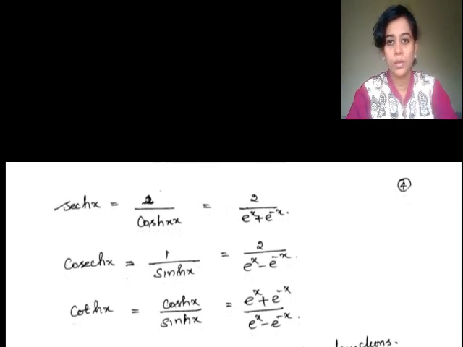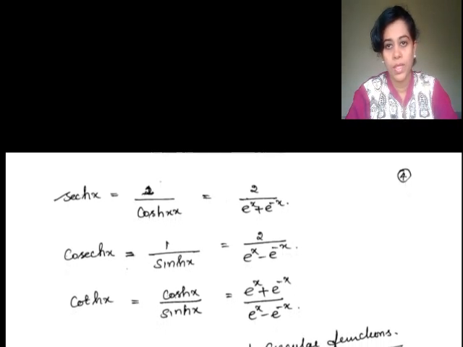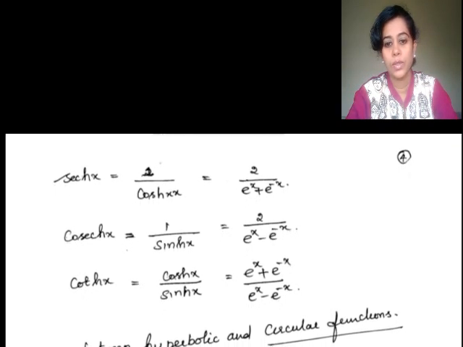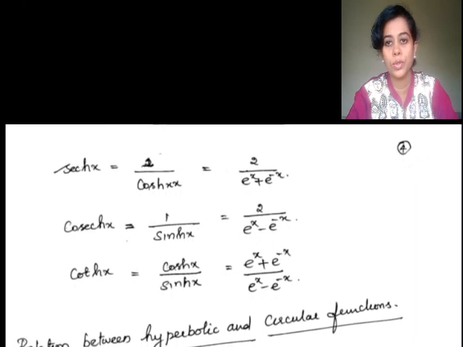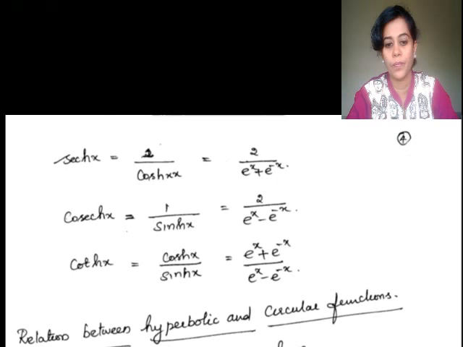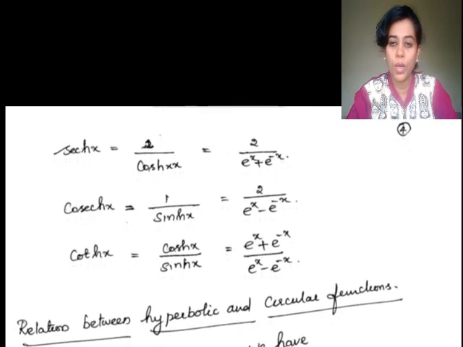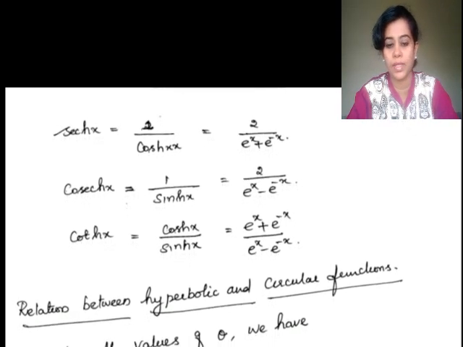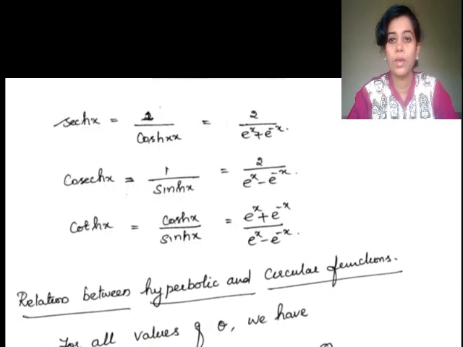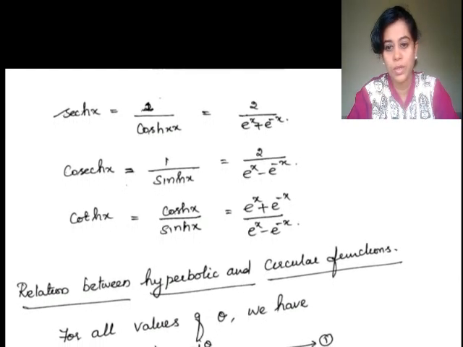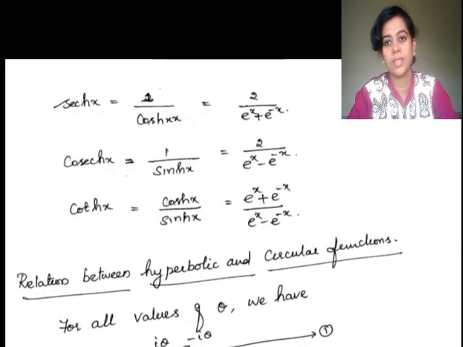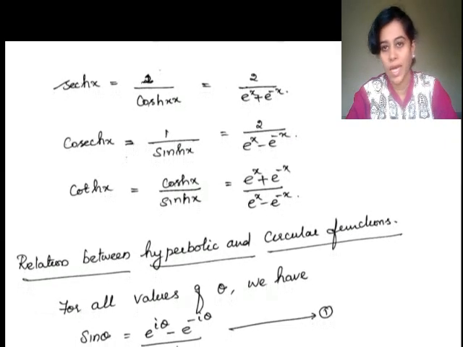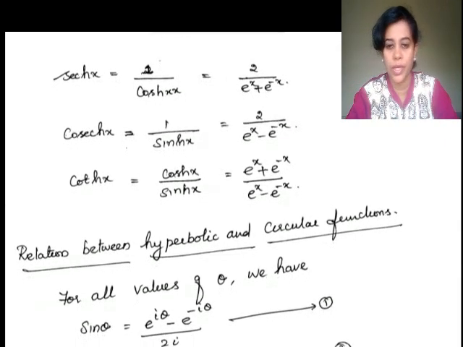Sech x is the reciprocal of cosh x, that is 1/cosh x, which is 2/(e^x + e^(-x)). And cosech x is the reciprocal of sinh x, which is 2/(e^x - e^(-x)). Coth x = cosh x / sinh x, which is (e^x + e^(-x))/(e^x - e^(-x)). So these are the hyperbolic functions and ratios.